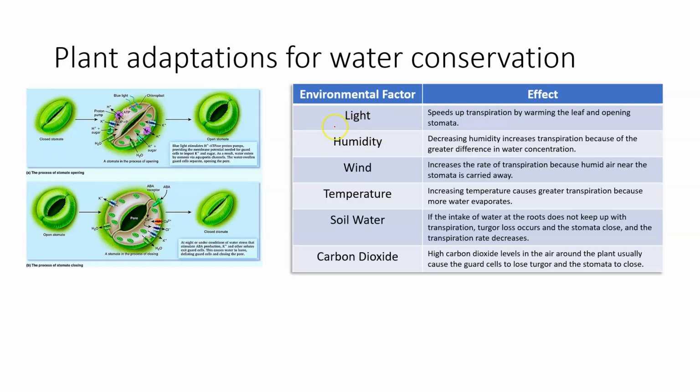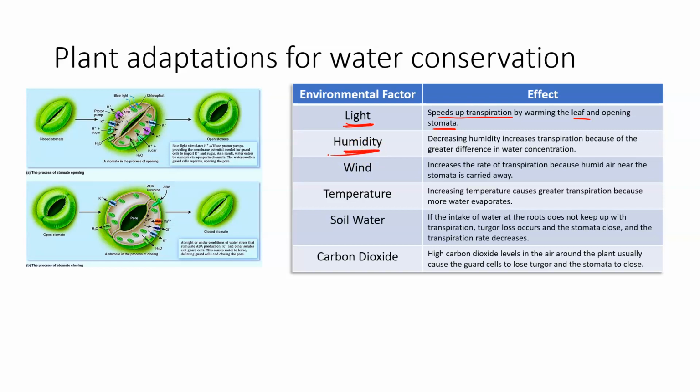There are a variety of environmental factors that I think you should know, one of them being light. The effect of light is going to speed up transpiration by warming the leaf and opening the stomata. So if you add a very intense light to a plant, it's going to speed up transpiration because it's going to increase the temperature, and it's therefore going to speed up transpiration loss.